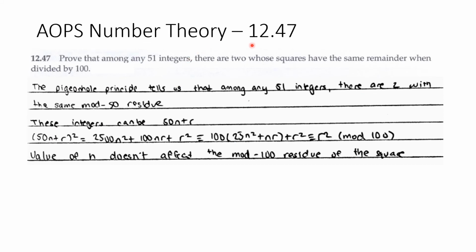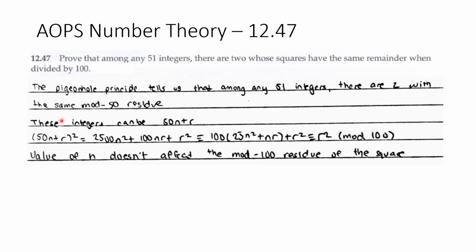AOPS number theory 12.47. Prove that among any 51 integers, there are 2 whose squares have the same remainder when divided by 100. So the pigeonhole principle tells us that among any 51 integers, there are 2 with the same modulo 50 residue. The pigeonhole principle is basically that if there are 50 different residues in modulo 50, and there are 51 integers, then there must be 2 with the same modulo 50 residue, because there are more integers than residues.